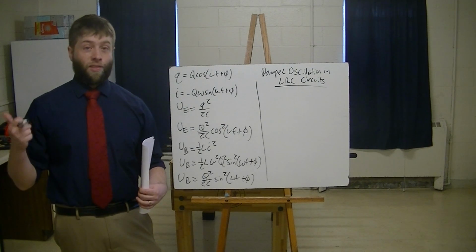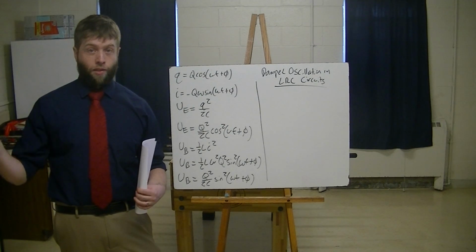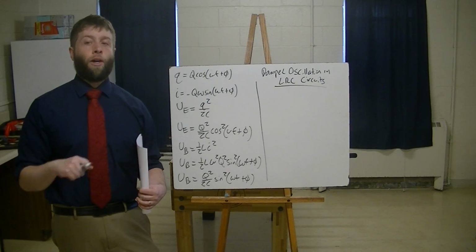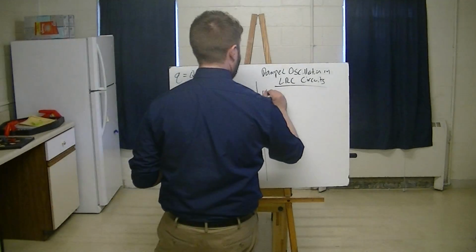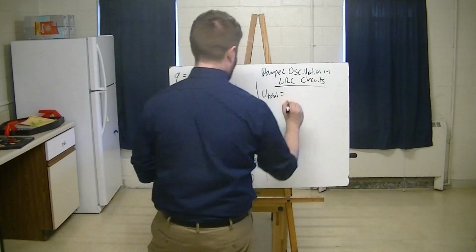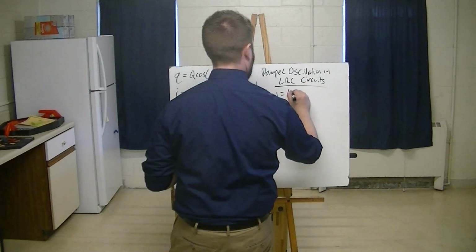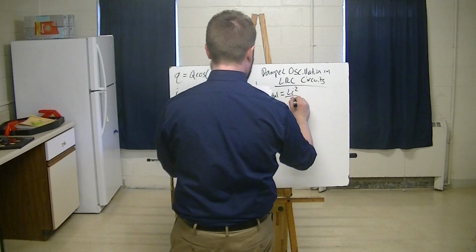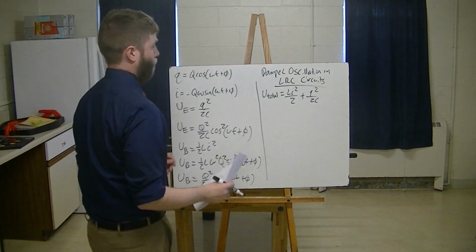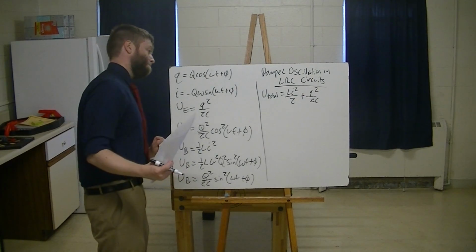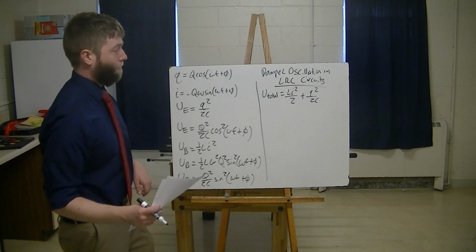Okay, we need the sine cosine function to create the oscillations, and then we need the e function to make this thing die off, okay? So we have the same U total, which is going to be equal to Li squared over 2 plus Q squared over 2C. This thing is getting real wobbly right now. We'll make it work. Okay.